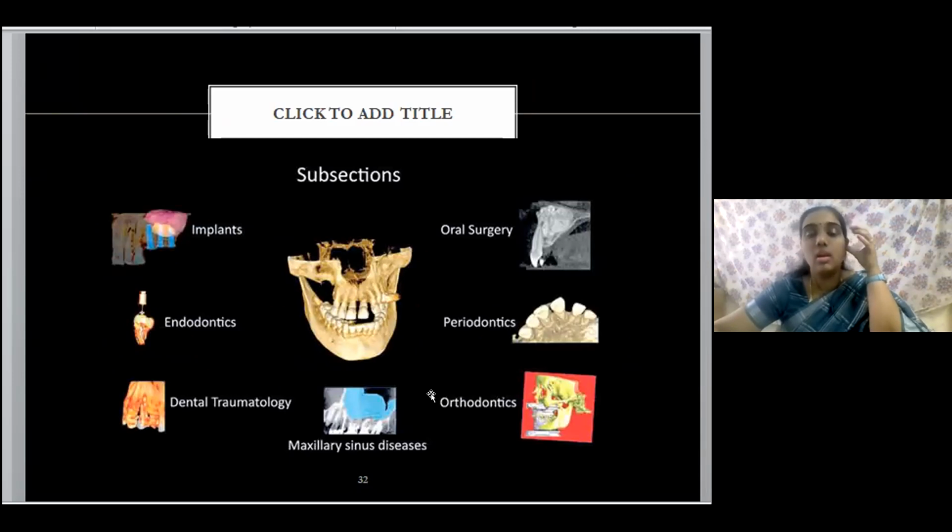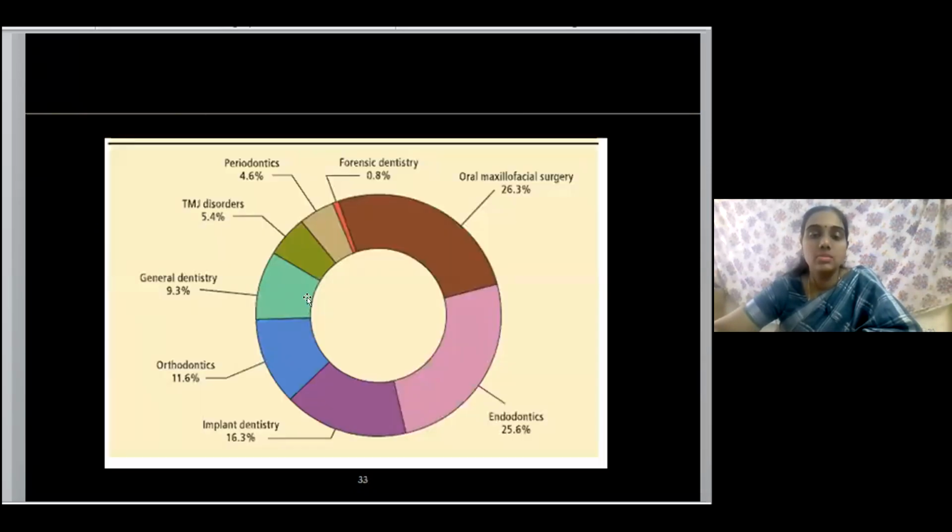Most commonly, we refer patients for implants, for impacted tooth to know the position of the impacted tooth, and for endodontic purposes. I think these three are the main reasons where we refer for CBCT. So this is the percentage of referrals. Mainly, first it is for maxillofacial surgery, which includes the implants, and then 25.6% to endodontics, and then 16.3% to implant dentistry alone. And then of course 11% for orthodontic purposes.